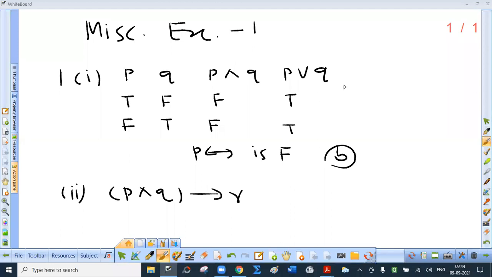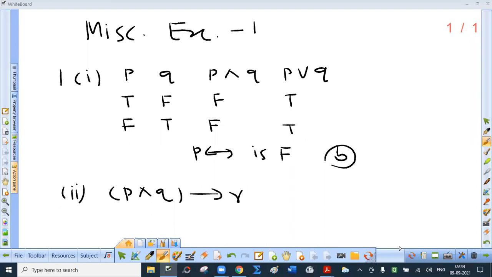Second, P and Q implies R is logically equivalent to. See, if you observe options, B cannot be the correct option because it is P and Q implies not R. But D cannot be the correct option because P or Q implies R. Now, what is option C? It is not P or not Q implies not R. Basically, what is not P or not Q? It is negation of P and Q.